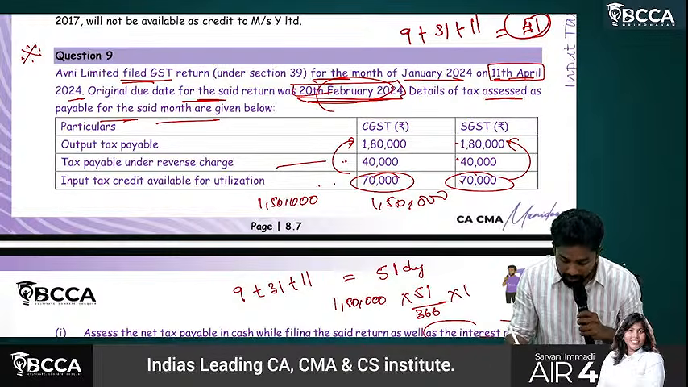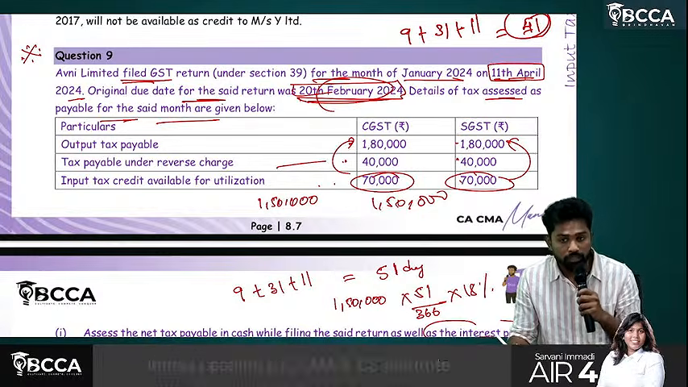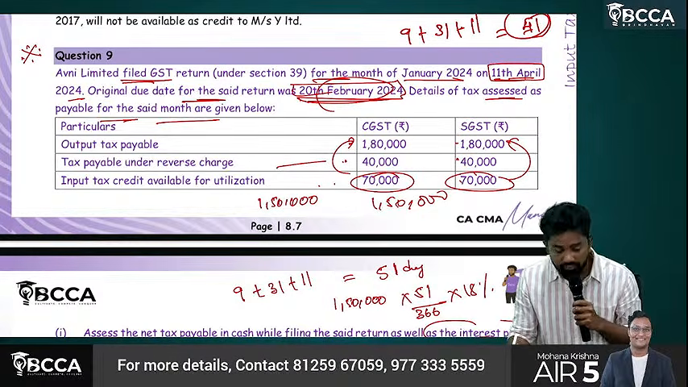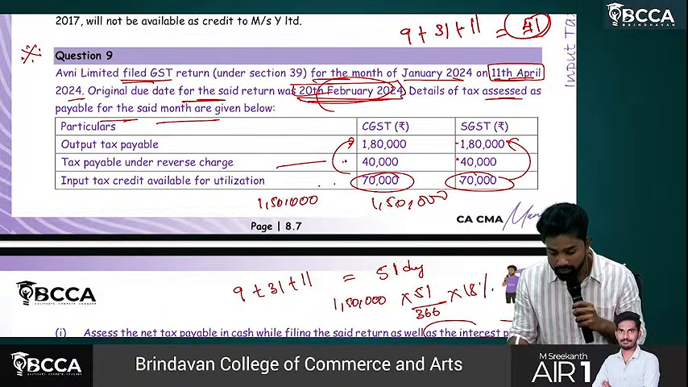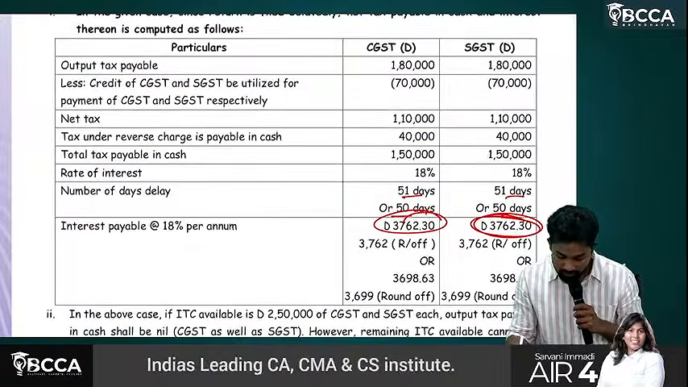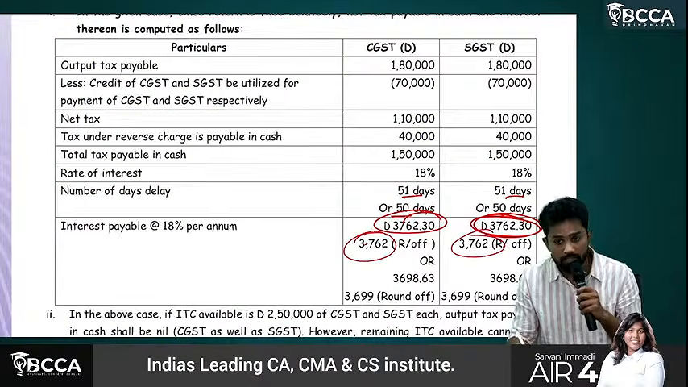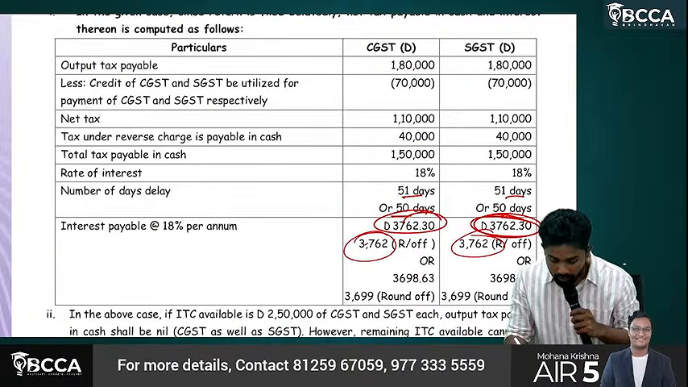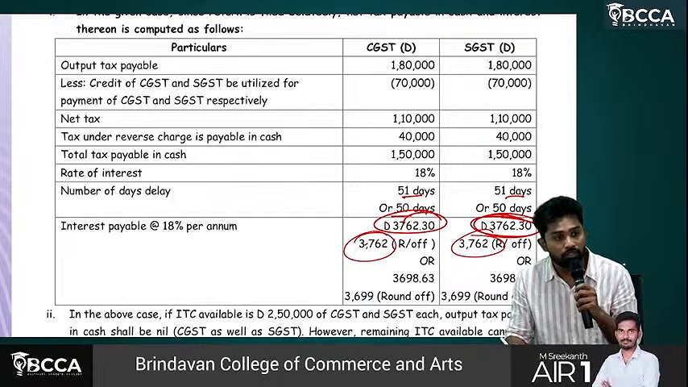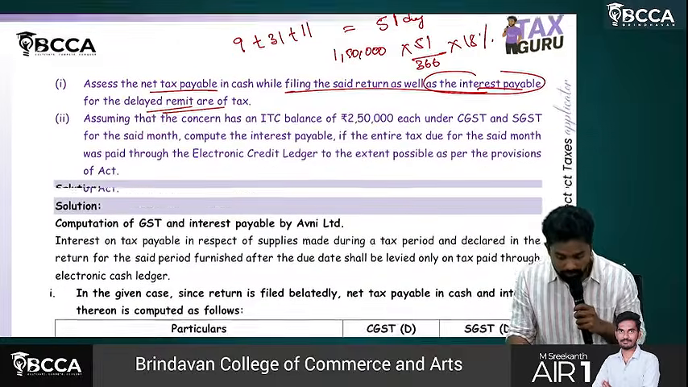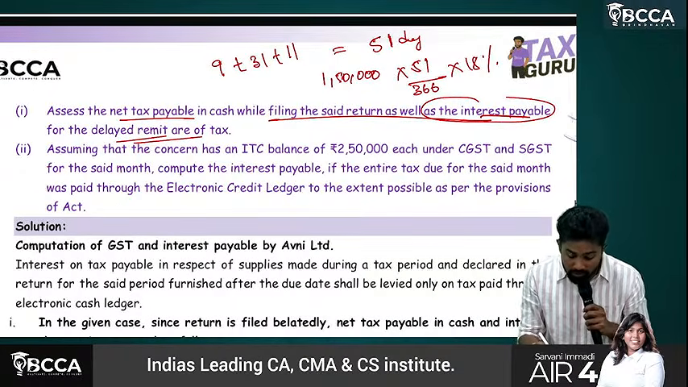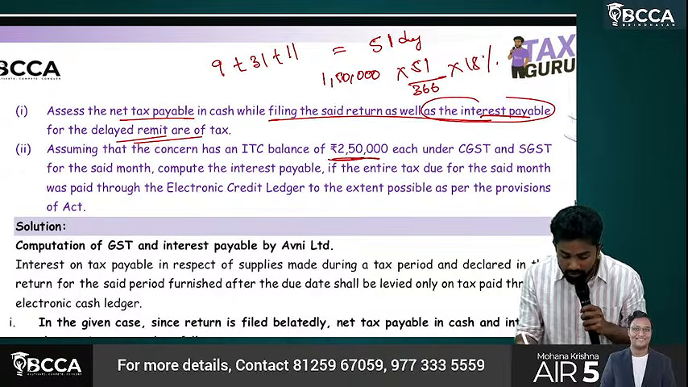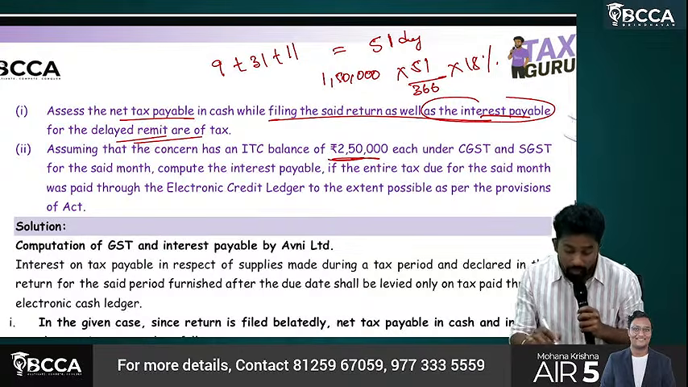366, and the interest rate is 18%. How much? 1,50,000 into 51 by 366 into 18%. 3,762. So this interest has to be paid. Along with that 1,50,000, even interest also has to be paid at 3,762. Then, assuming that the concern has an ITC balance of 2,50,000, compute the interest payable.